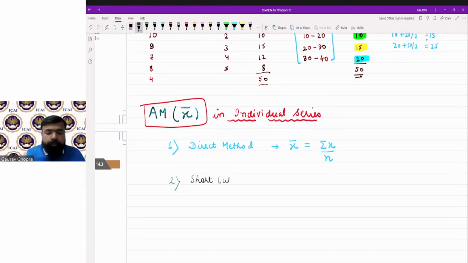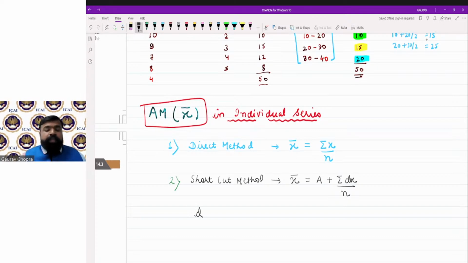Shortcut method. The formula for shortcut method is x bar equal to A plus sigma dx upon n.